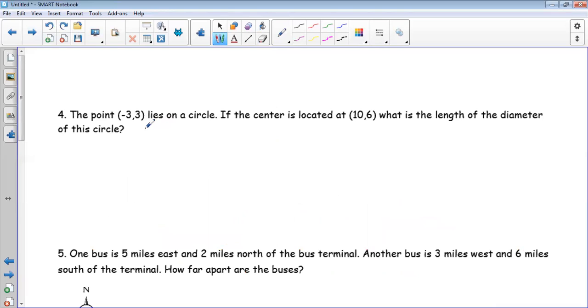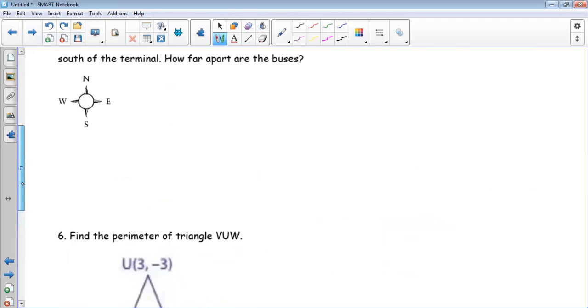The point 3, negative 3, 3 lies on a circle. The center is at 10, 6. What is the length of the diameter? Well, the center to a point on the circle, that's the radius. If I want the diameter, I have to find the radius and multiply it by 2, or take the radius and add it to itself. And then we have 2 more.